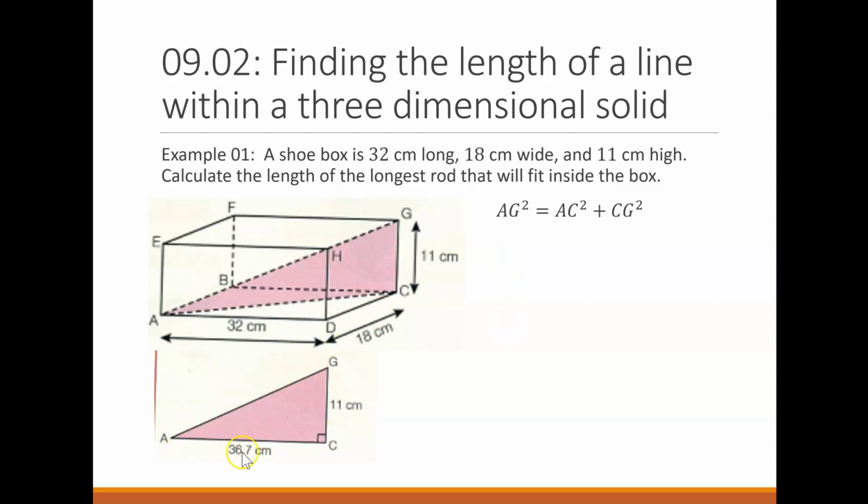Okay, so here's my other triangle. This was the square root of, what was it, 1348 is just as a decimal. And there we go. So now that I know two sides of that triangle ACG, I can solve for the third one. Piece of cake.